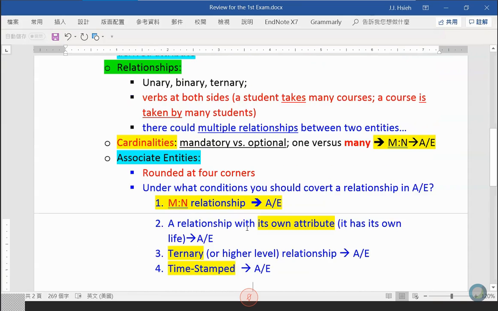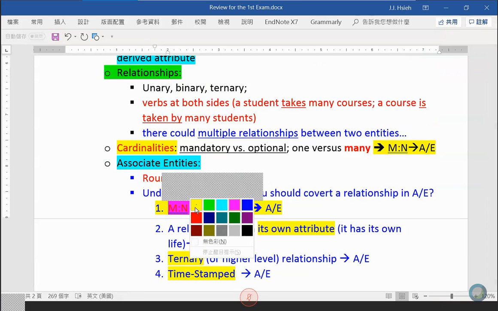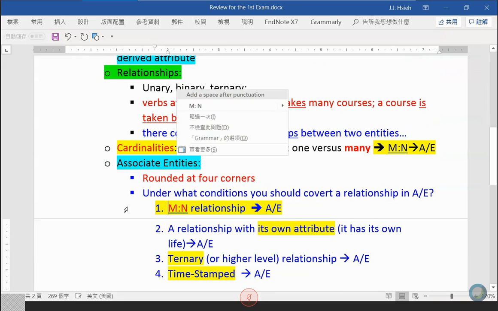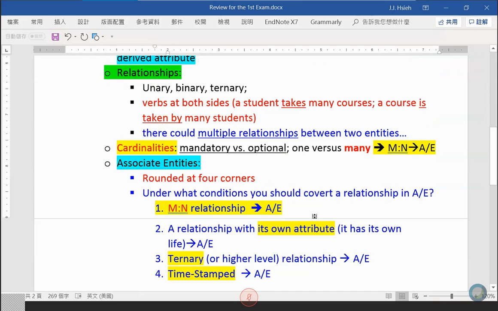The more challenging one, the way I see it, is this one. A many-to-many relationship. All right. So to better illustrate this one, I want to go back to the PowerPoints.